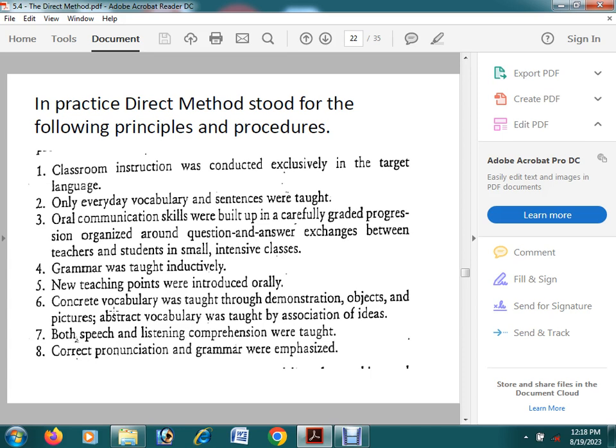And correct pronunciation and grammar were emphasized. Correct pronunciation, it has another name, that is phonetical method. Phonetical method, that means we will be understanding. Actually, I say that yes, this is sir, I'm calling from Bangladesh. Sir, I can't get you.